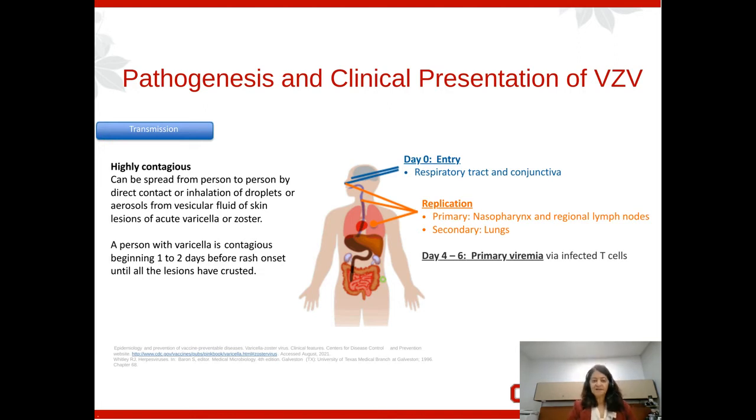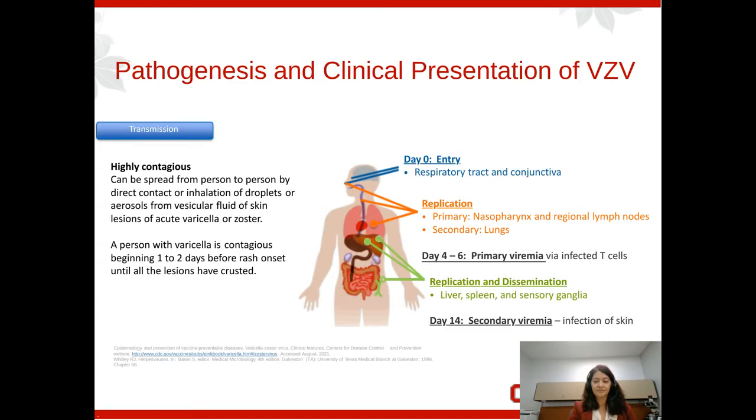After that, there is replication of the virus inside the body. Replication occurs in the nasopharynx and the regional lymph nodes, and then it also reaches the lungs. At that stage, we are at day 4 to 6. Primary viremia results, whereby infected T cells carrying the virus are now able to carry the virus to other parts of the body.